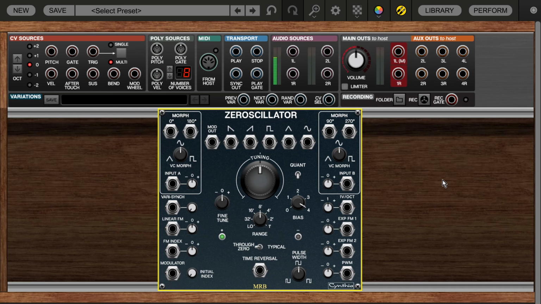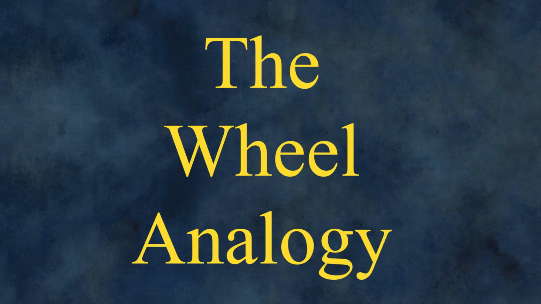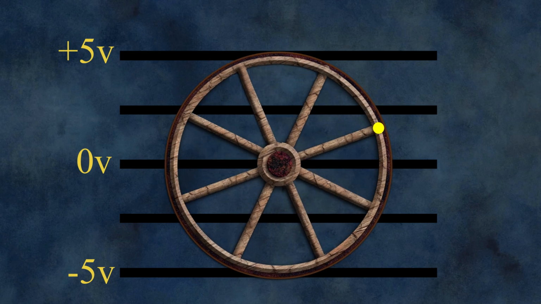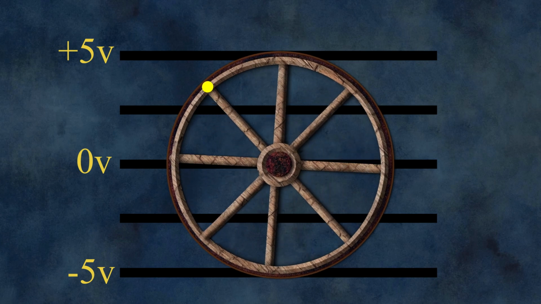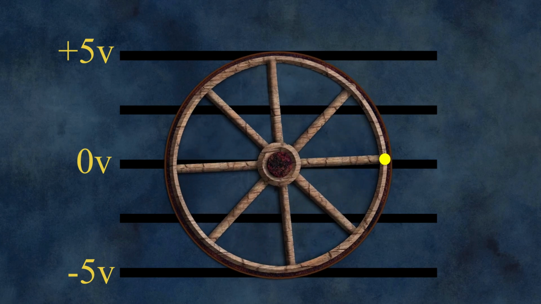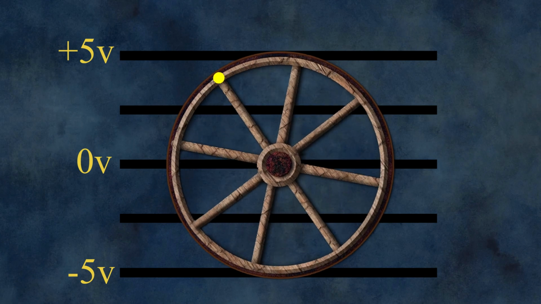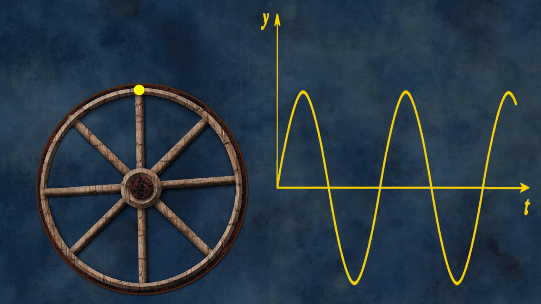And in order to explain all that in a way that even I can understand it, I'm going to invoke something called the wheel analogy. And for that, we're going to need a wheel. Oh good, here's one. And it's got a pretty yellow dot on it. Now if we follow this yellow dot around the wheel and pay attention to its vertical position, it traces up and down. And if we plot that up and down motion over time, we get what? Anybody? Anybody? That's right, a sine wave.